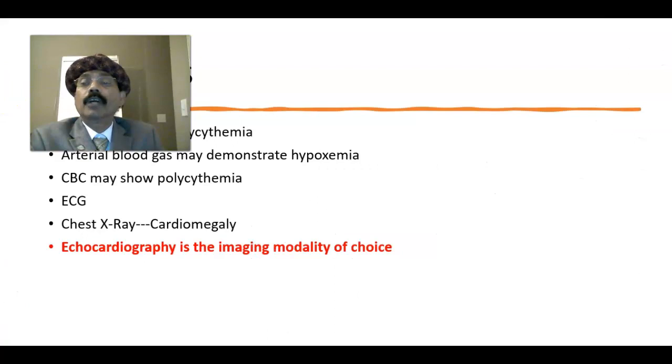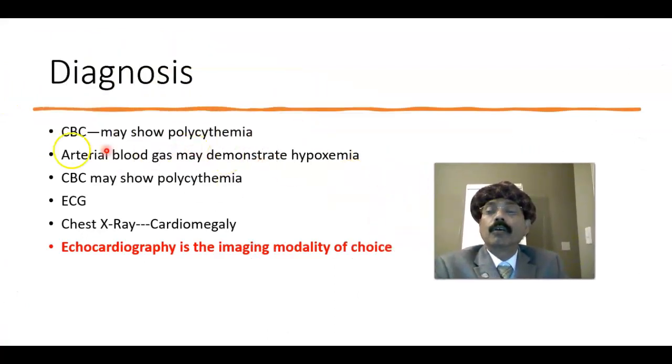Okay, how can you diagnose? If we do the complete blood count, we may see polycythemia due to hypoxemia. Arterial blood gas may demonstrate hypoxemia, and ECG will show the pathology. It may be right ventricular hypertrophy, so there will be right axis deviation, or maybe the whole heart may be enlarged. It may manifest in that way. Chest X-ray shows cardiomegaly, the heart will be enlarged. Echocardiography is the imaging modality of choice.